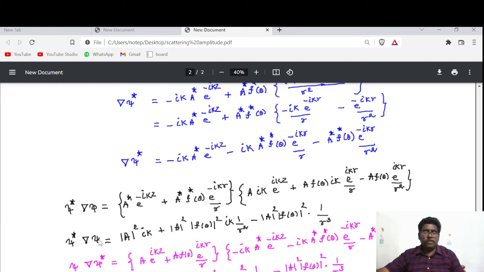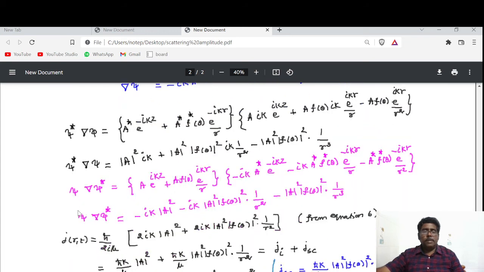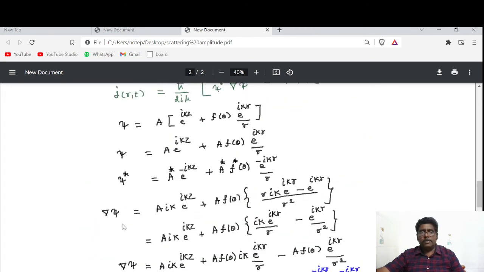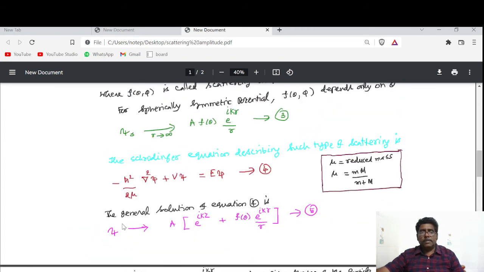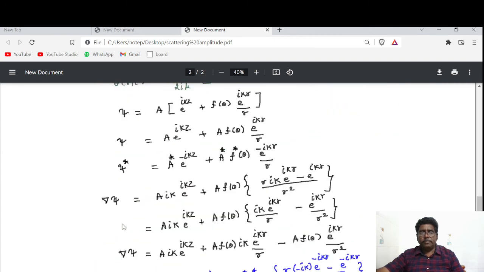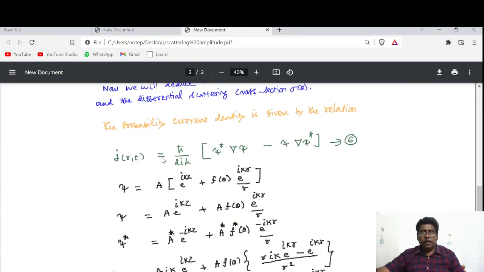This is the value of psi star grad psi. In the same manner, we can have the value of psi into grad psi star as this much. Now we have to substitute all the terms in equation 6, that is our j of r comma t equal to h cross divided by 2i mu into psi star grad psi minus psi into grad psi star.